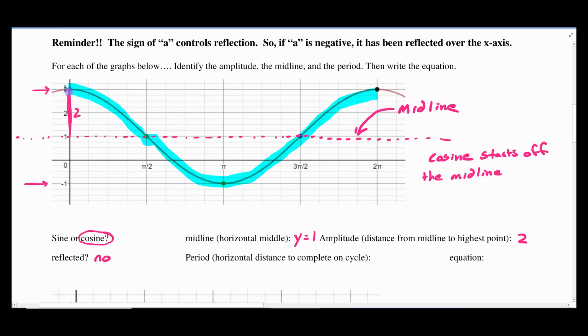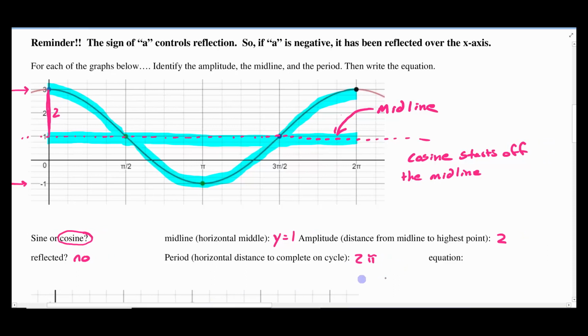So the horizontal distance that it covers in one cycle, that is the period, right? So it starts here and horizontally goes from here to here, and this is where it starts to repeat itself again, right? So it starts at 0 and ends at 2 pi. So that means that one period is 2 pi. Okay, this is the horizontal distance to complete one cycle.